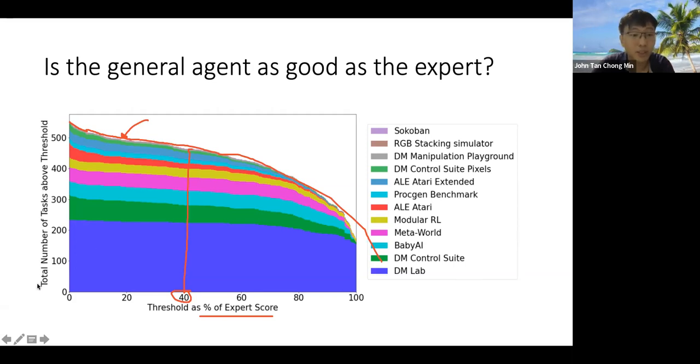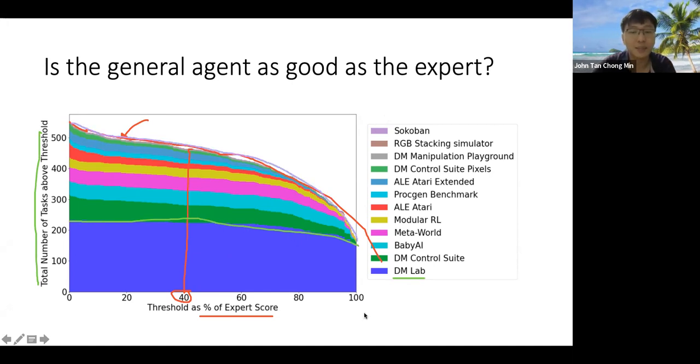Over here, this is the total number of tasks above threshold. It actually need not mean that it's bad. It just means some environments have more tasks. So what we should be looking at is actually the gradient, not so much the number. Actually DM Lab performs quite well. Maybe DM Lab is more constrained. Actually, what I said earlier, the Sokoban is actually the worst performing, because Sokoban has the steepest slope.